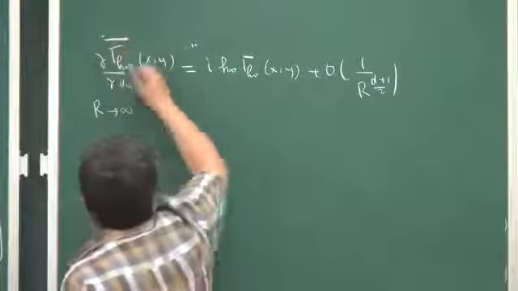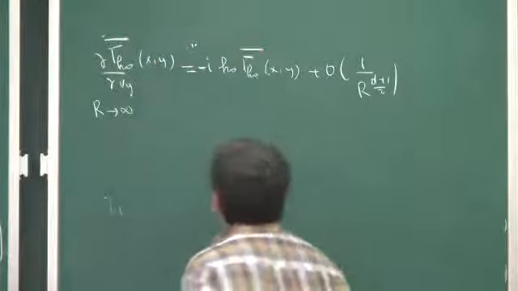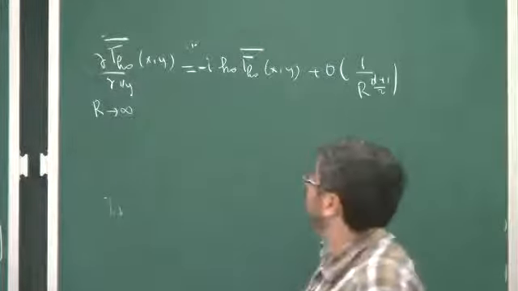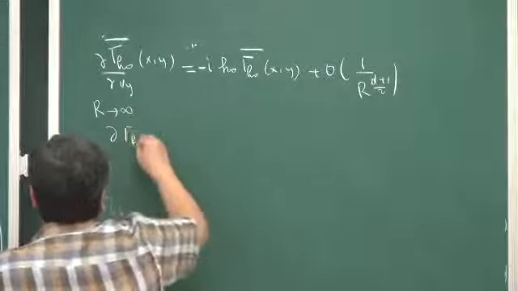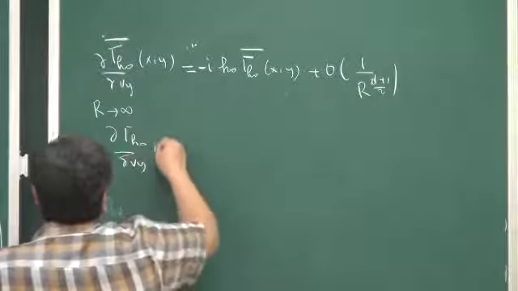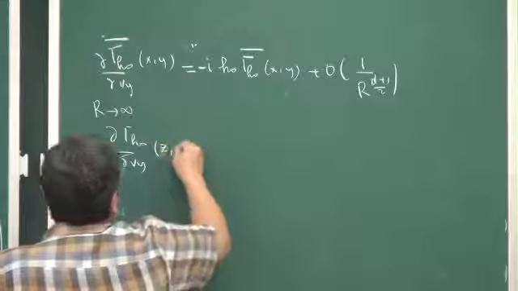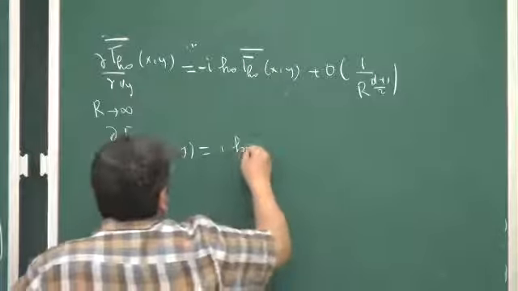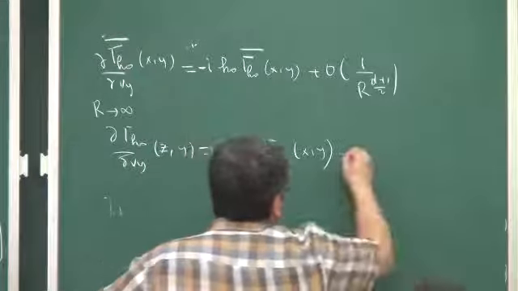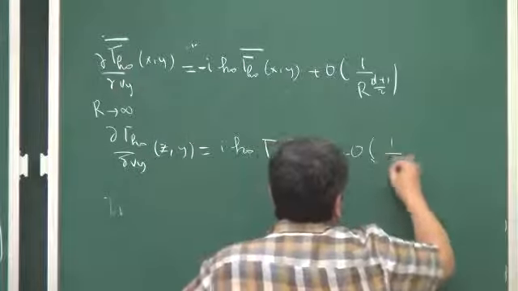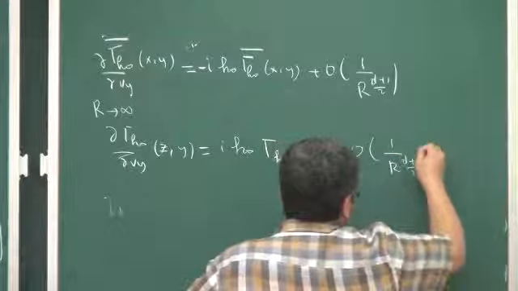With the complex conjugate here, it's minus i here, and this is this. The other one, the normal derivative, you write it on y: it's i k0 gamma k0 of x and y plus o of 1 over r to the power (d plus 1)/2.